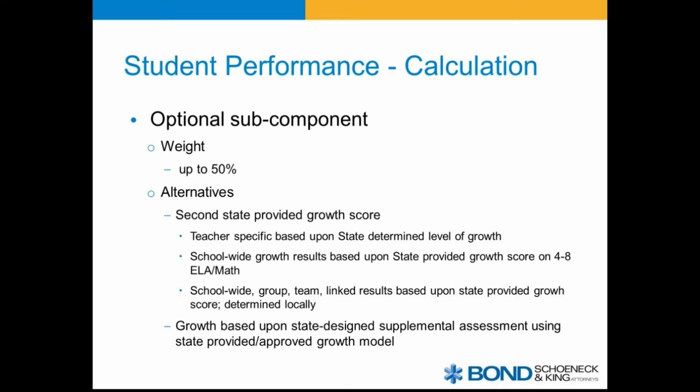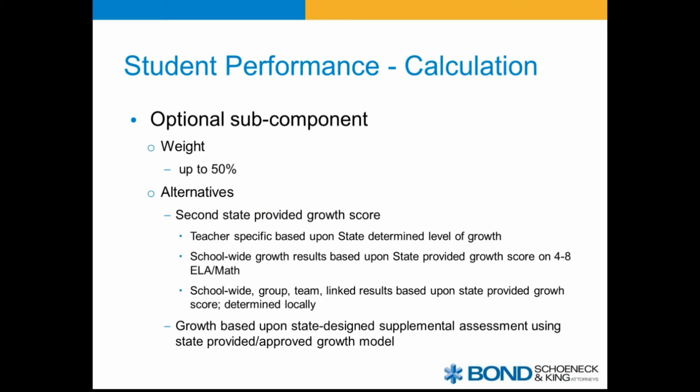The optional subcomponent under the student performance category, if negotiated, could be weighted up to 50% of the teacher's score. And that is a change from the proposed regulations, where previously it would have been 20% if a traditional standardized assessment was used, but the regulations that were published were changed to be only 50%, regardless of the assessment that was used.